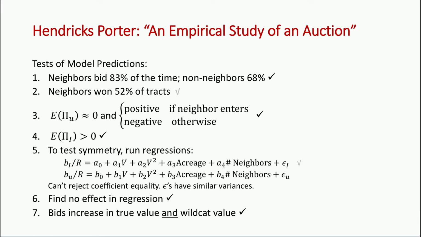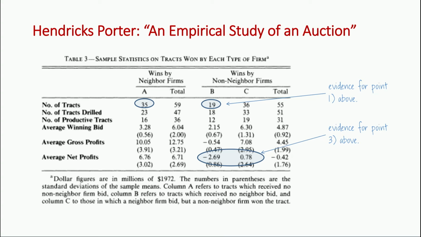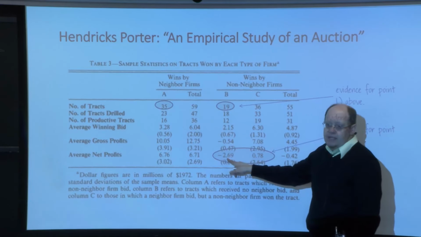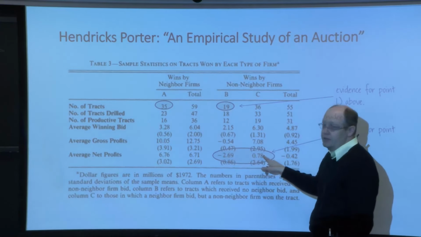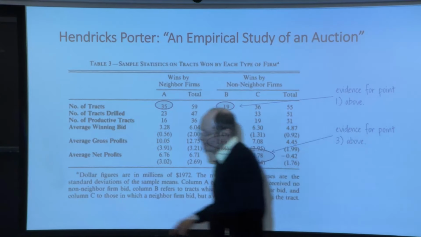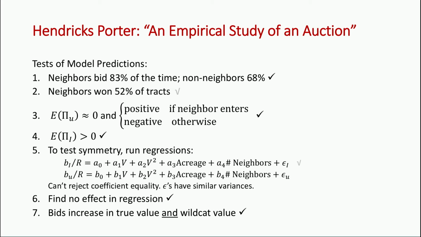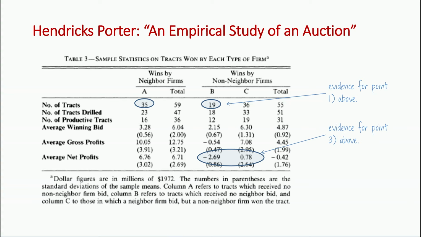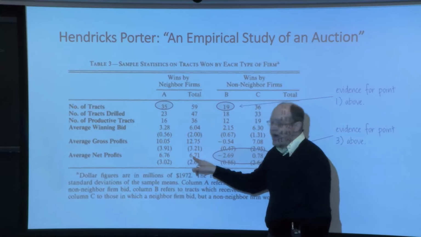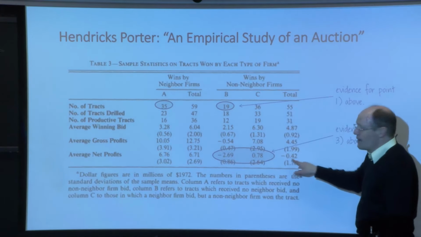The uninformed bidders are supposed to get negative profits if the incumbent enters, negative profits otherwise. That's one of the clearer things in the data. When auctions where the non-neighbors win, you compare situations where the incumbent bid and the incumbent didn't bid. When the incumbent didn't bid, you get very negative profits. When the incumbent did bid, you get positive profits. The incumbents are earning a lot of money. That was also very clear in this table. The incumbent win tracts are very high positive profits, whereas these are essentially zero on average.